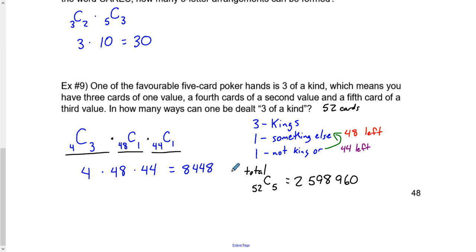So if you look at the proportion of 3 of a kind versus the total, we're looking at, well, oh, okay, hold on. Aha, I knew that there's something off with this. I apologize.